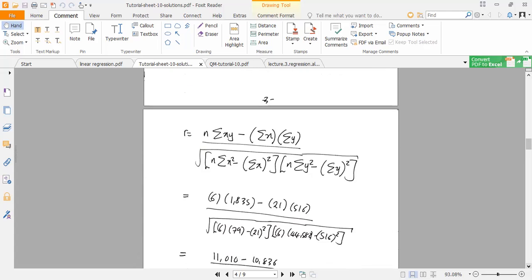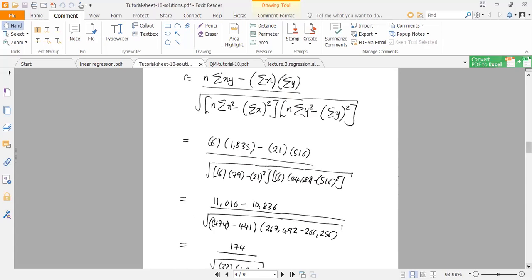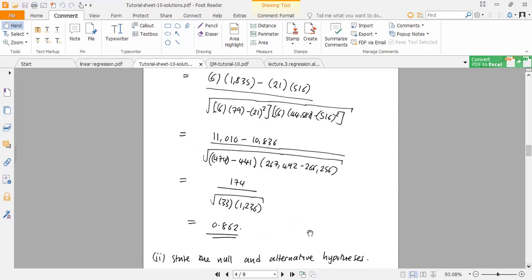So this is what we did. Our 6 here, our 1835, 25, 21, and 516. We simply substitute the figures in there. When you substitute the figures, our r is 0.862. Before I proceed, unless there are any questions at this point.